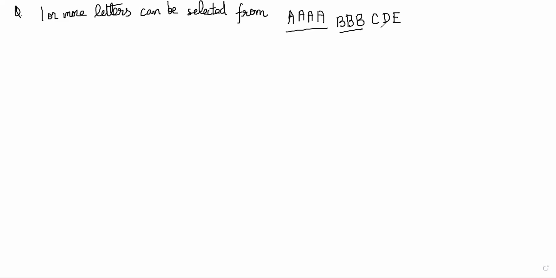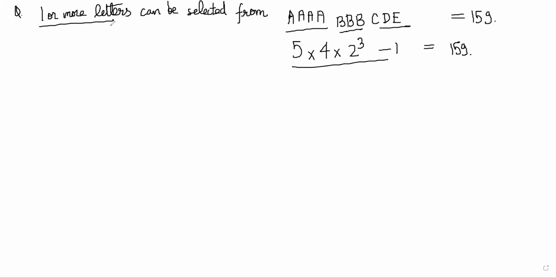Is it 159? There is no restriction. You can do 0 or more, 0 or more, 0 or more, and minus 1, right? Correct. So 0 or more out of these 4 A's can be done in 5 ways. Out of these 3 B's can be done in 4 ways. And 0 or more out of these 3 can be done in 2 power 3, and then the whole thing minus 1. That will be 159, right? Dave, are you understanding? Yes, sir. I got the same answer.